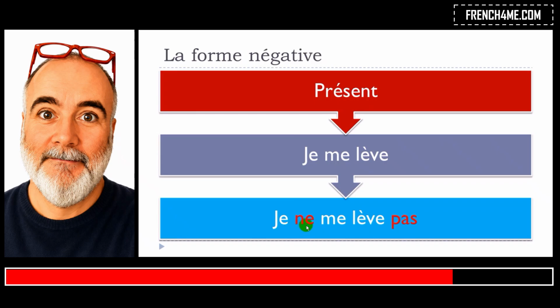Well, look, and it's quite interesting. Je, and then ne is coming here, me is here, lève is here, and then pas is coming at the end. Okay, so it's not a big surprise, the position of pas, but my students tend to make the mistake to put ne just before lève. Okay, and of course it would be logical, but unfortunately for you, you should keep in mind that ne is here, and then you've got me lève together. Je ne me lève pas.